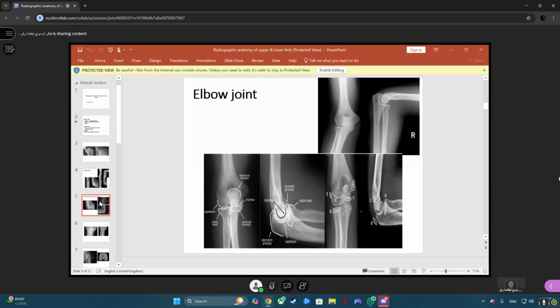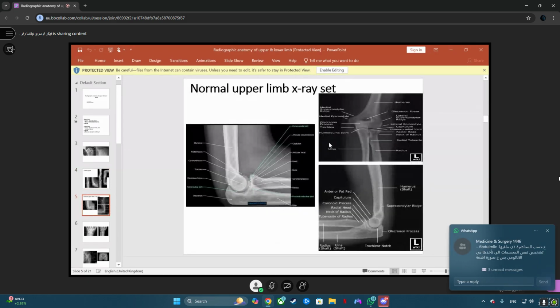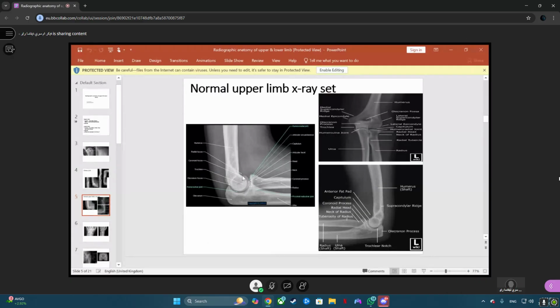Coming to the next diagram, you are seeing a normal X-ray. Same thing, whatever I told you, has been explained in detail. Here you can see the shaft of the humerus. In the humerus, we have two ends which we call condyles. Over the tip of the condyles, we call them epicondyles. Epicondyles will be in this region. This is the olecranon fossa, and this is the olecranon process of the ulna, and the head of the radius.